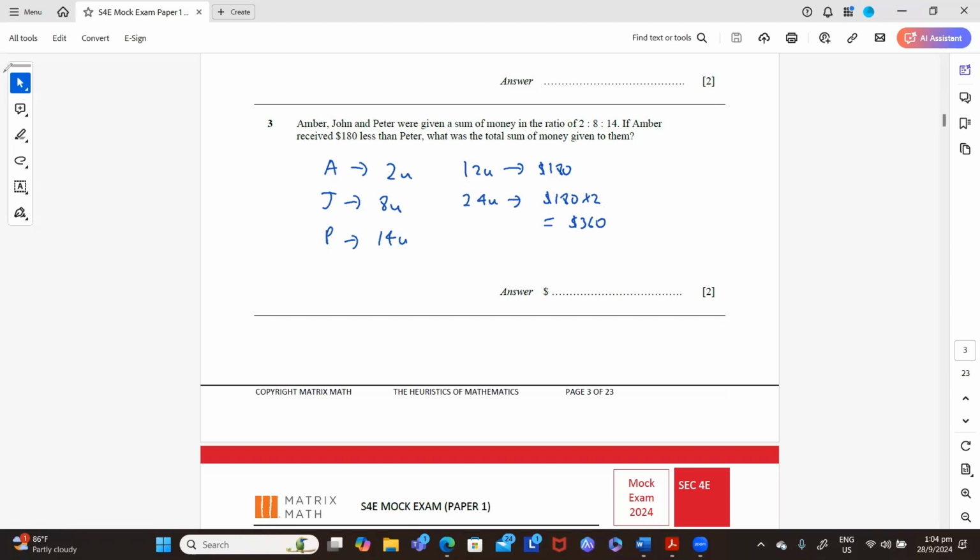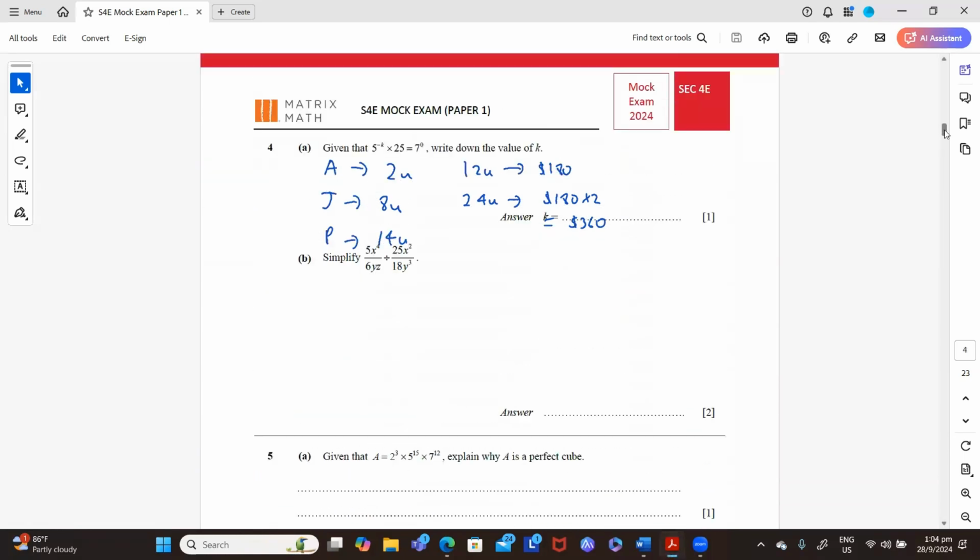Now let's move on to question 4. Okay, given that 5 to the power minus k times 25 equals 7 to the power 0. Okay, so your base number has to be 5. So write down 5 to the power minus k times. So 25 itself is 5 squared, and then 7 to the power 0 is 1.